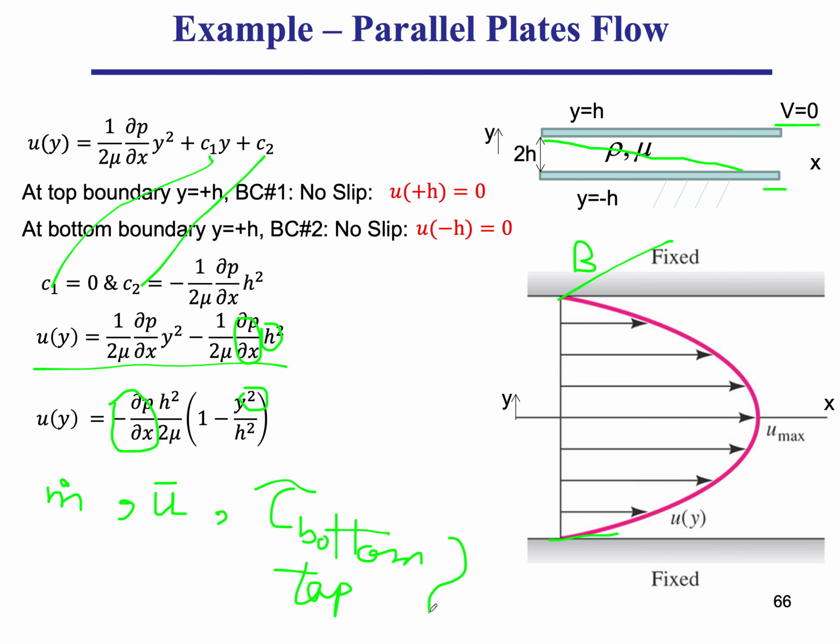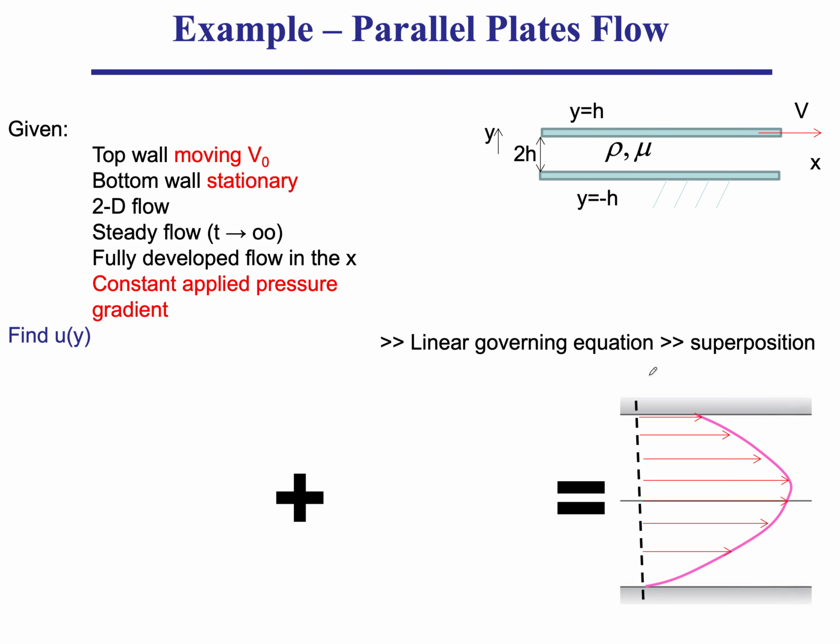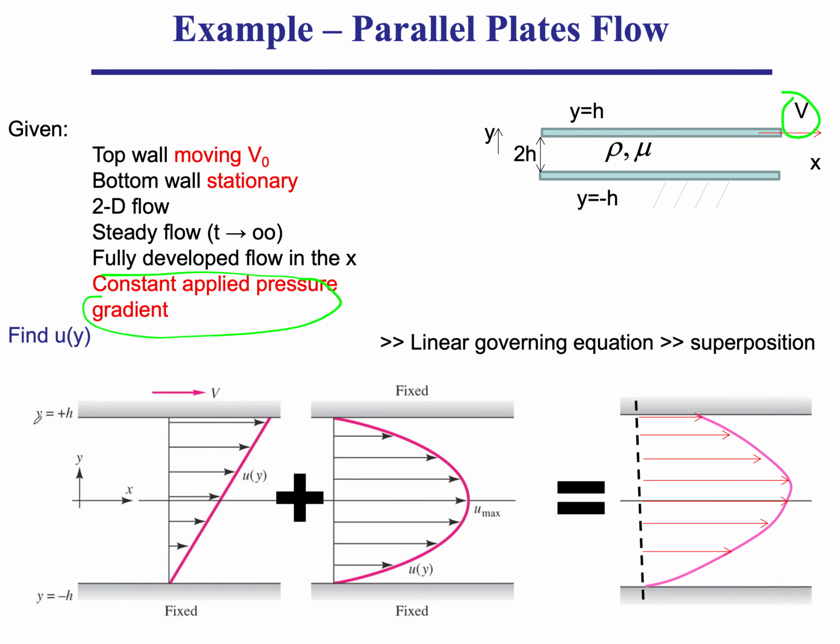And now we'll solve, because it's a good exercise, a third problem. In the third problem, we're making the assumption that the top wall is moving and the bottom wall is stationary, but I also have a constant applied pressure gradient. So the assumptions that we had in the previous two examples, we are putting them all together in this example.